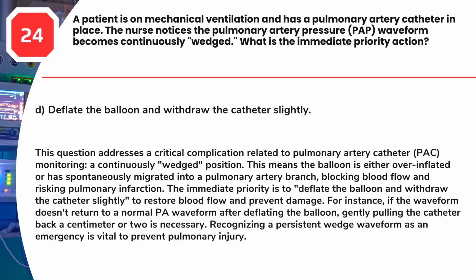and prevent damage. For instance, if the waveform doesn't return to a normal PA waveform after deflating the balloon, gently pulling the catheter back a centimeter or two is necessary. Recognizing a persistent wedge waveform as an emergency is vital to prevent pulmonary injury.